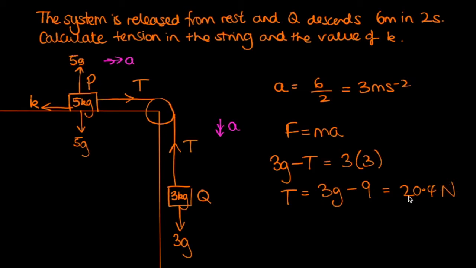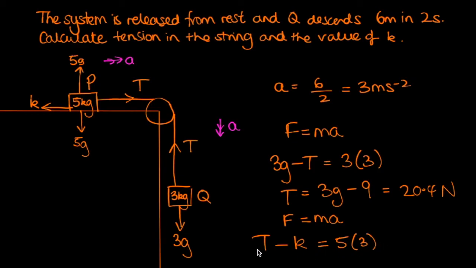Now, in order to find the value of k, we're going to need to shift our attention to the particle P. So let's do F equals ma again on the particle P. The forces acting on P are in the horizontal direction, so we're going to ignore the weight and the reaction force. They're not particularly relevant in this case. Take right to be the positive direction. We have tension minus friction of magnitude k, and that's equal to the mass, which is 5, times the acceleration, 3.